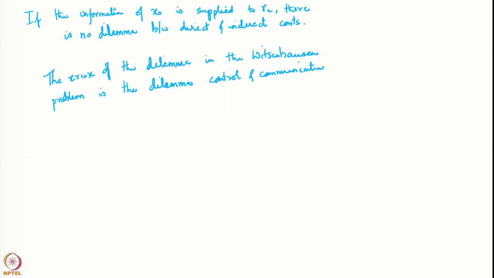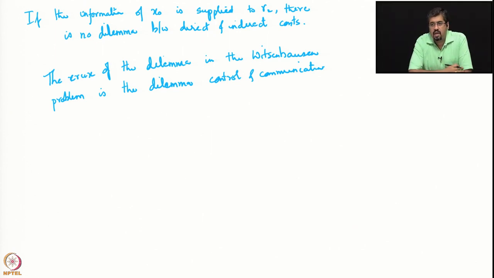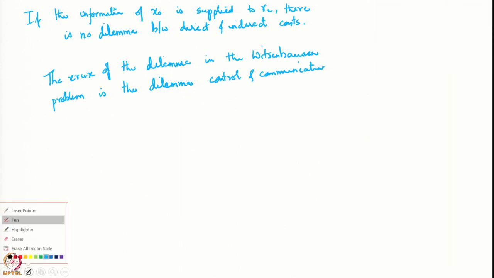So, thanks to this, we can now ask an interesting question. If this is really the dilemma between control and communication, then there ought to be extreme cases of this particular problem in which either one of the effects is present or the other effect is present, right. So, what are the extreme cases then of the Witsenhausen problem? One can talk of two extreme cases.